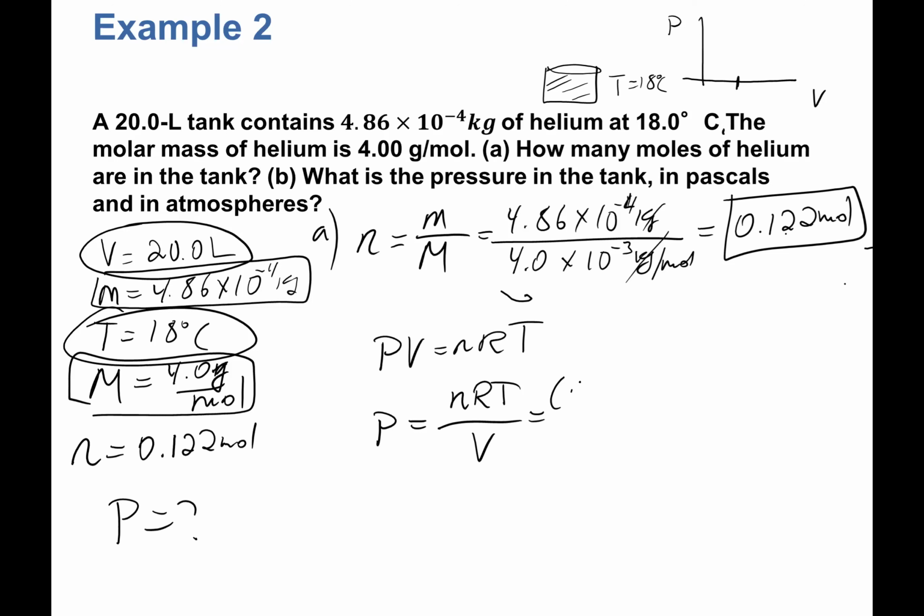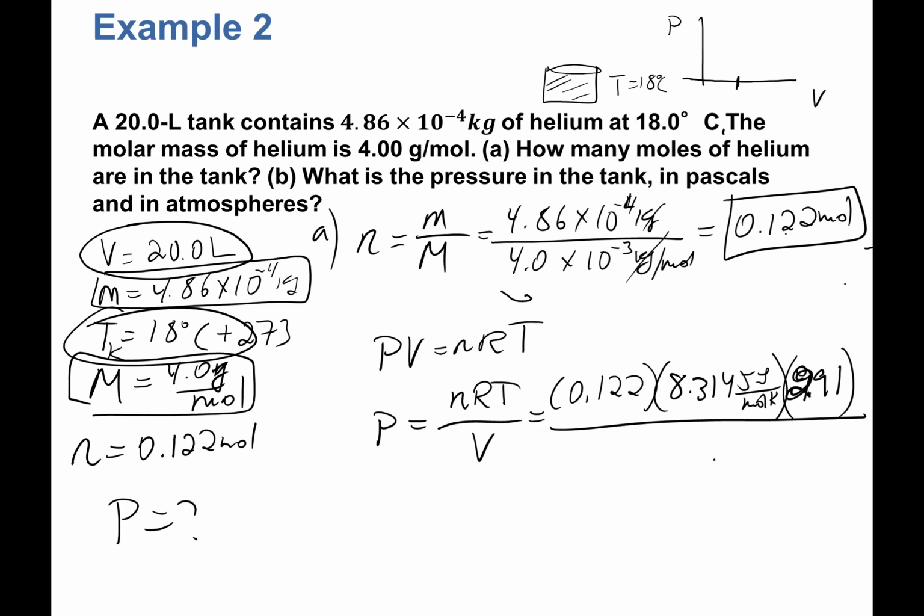All right, so n here is 0.122. The gas constant here is 8.3145 joules per mole Kelvin. And here, I see the temperature by itself, so I cannot use the 18. I have to convert it to Kelvin, which is 18 plus 273, and that gives me 291 Kelvin. And then that divided by the volume.